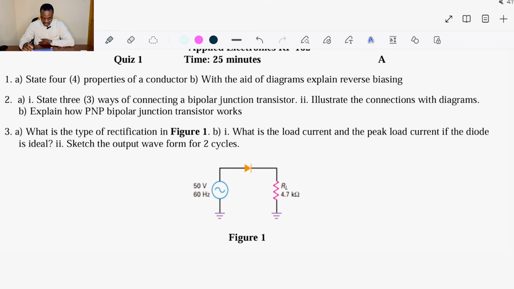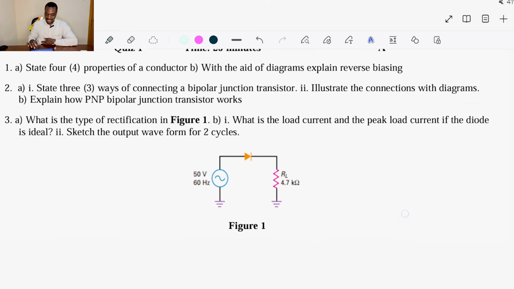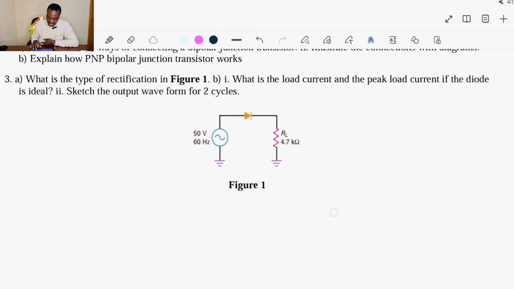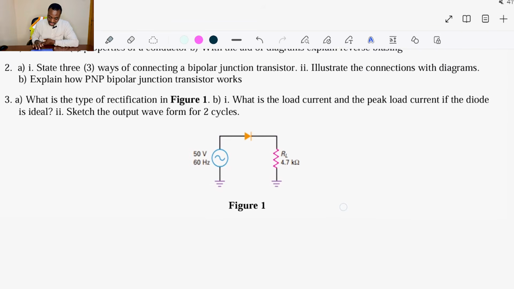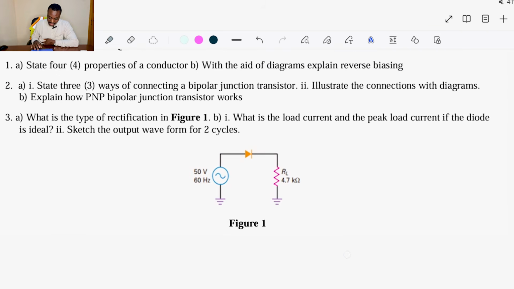State 3 ways of connecting a bipolar junction transistor. So this one, I'm going to sketch the various diagrams. So we know that the 3 ways of connecting a bipolar junction transistor are, for example, the common base connection, then the common emitter connection and the common collector connection.